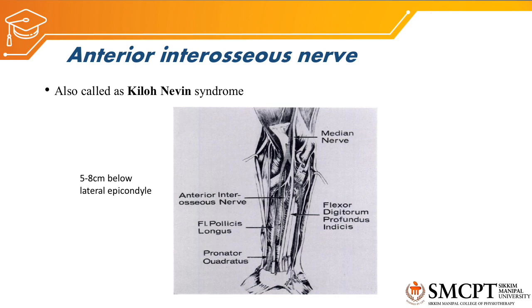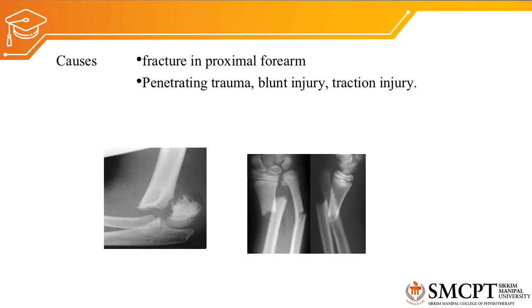So, involvement or compression of this nerve will cause only motor loss because this is purely a motor nerve. So, the supply to these three muscles will be lost. While we perform MMT, these three muscles will be weak. It may be grade 4, grade 3, grade 2, etc. The common causes for this syndrome are fracture in the proximal forearm, penetrating trauma, blunt injury, traction injury, etc.